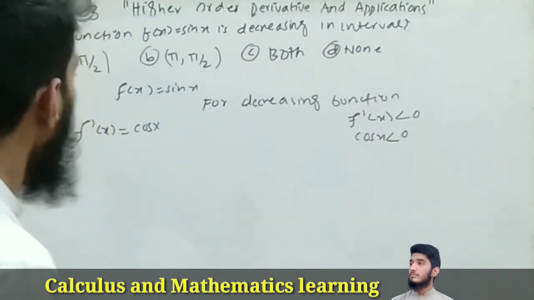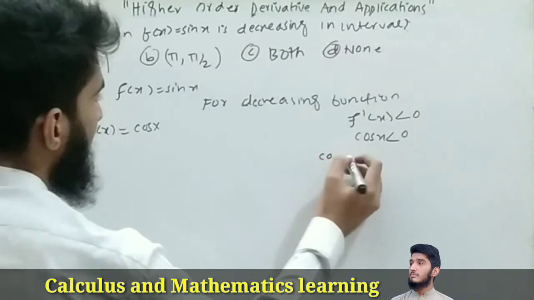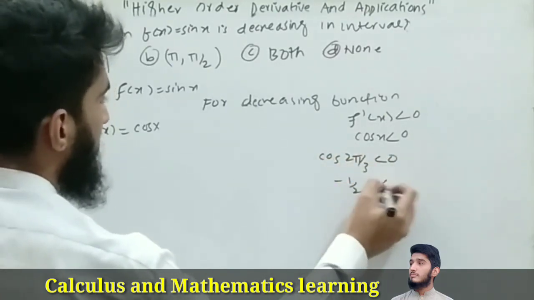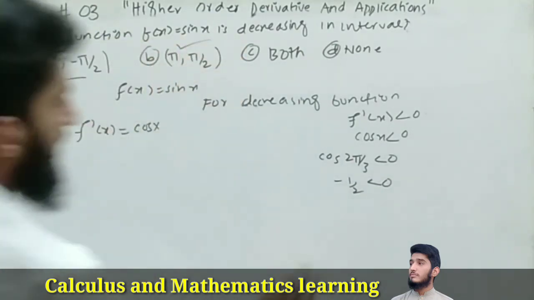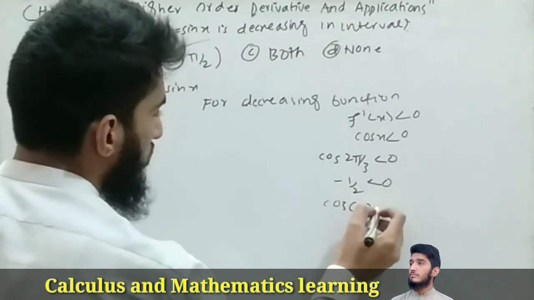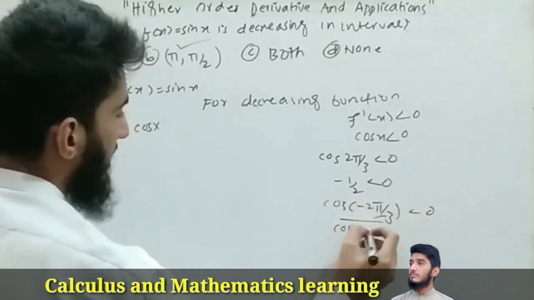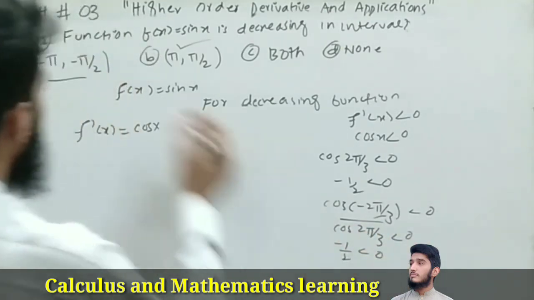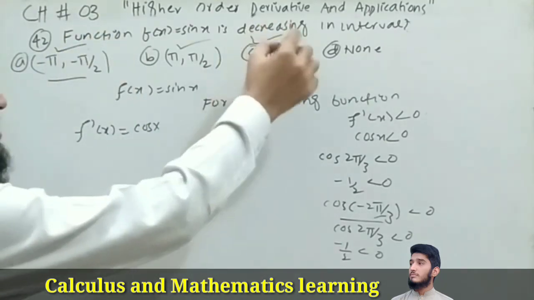Remember, in between this interval, let's suppose we take cos of 2 pi by 3. So cos of 2 pi by 3 will give us minus 1 by 2, which is less than 0. So this function is defined. And if we take minus 2 pi by 3, cos of minus 2 pi by 3 is less than 0, it gives us cos of 2 pi by 3, because this is an even function. Cos of 2 pi by 3 again is minus 1 by 2, less than 0. So both these options satisfy the given function, so the correct option will be option number C.